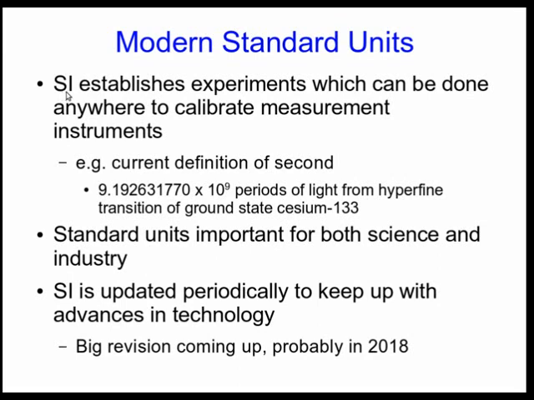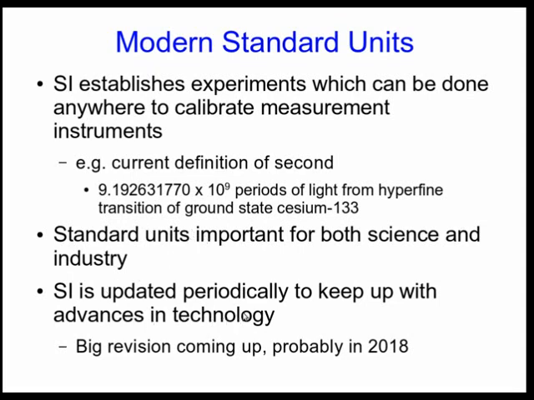So the main purpose of SI is that it establishes the experiments which can be done to calibrate measurement instruments. And so, for example, there's our current definition of the second. It's to do with a particular transition in cesium-133, and you just count periods. That's a lot of periods, right? So you need very precise instruments to do this, and the thing you use is what's called an atomic clock.